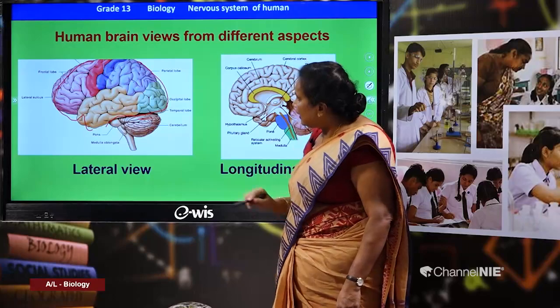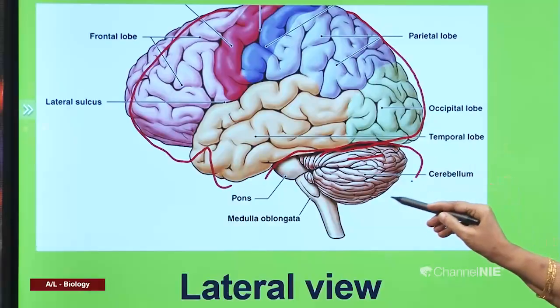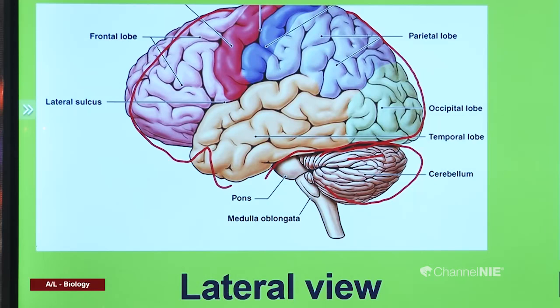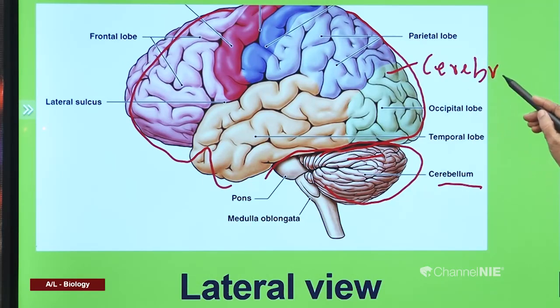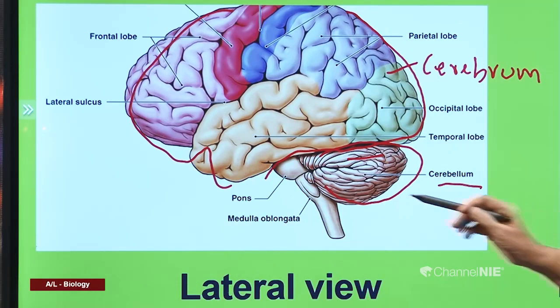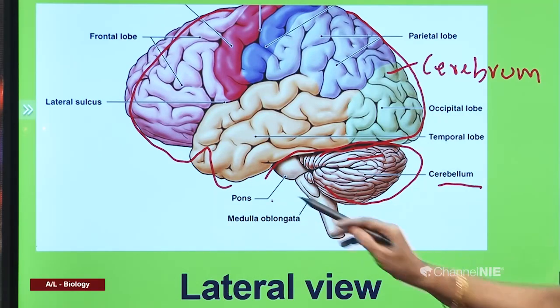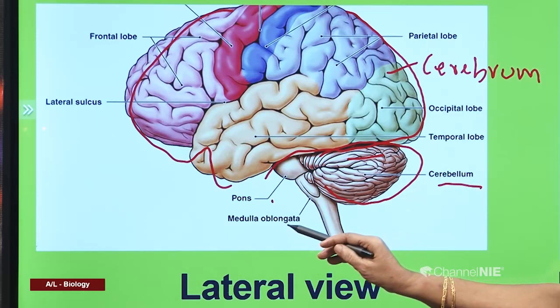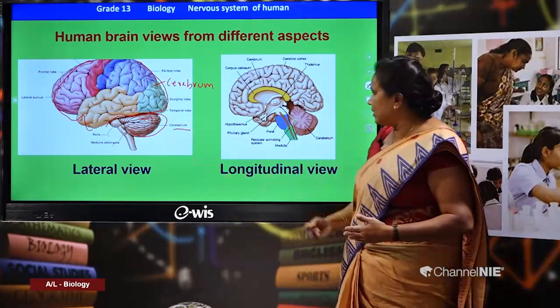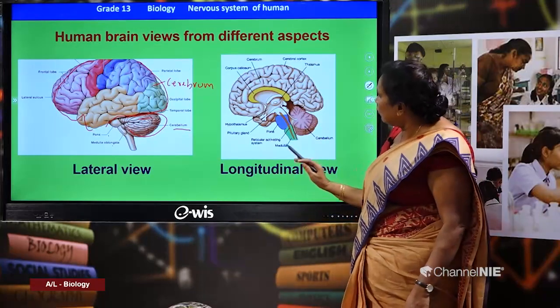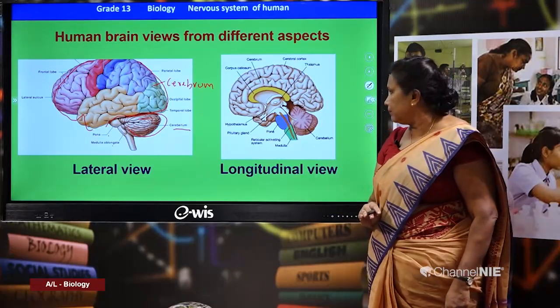Cerebrum. Then the second largest region here, you can see, is the cerebellum. These are two words: cerebrum, cerebellum, right? Then you can see some other parts which can be seen from outside: pons varoli, or just pons, and medulla oblongata. Then if you cut this along the length, you get the longitudinal view.